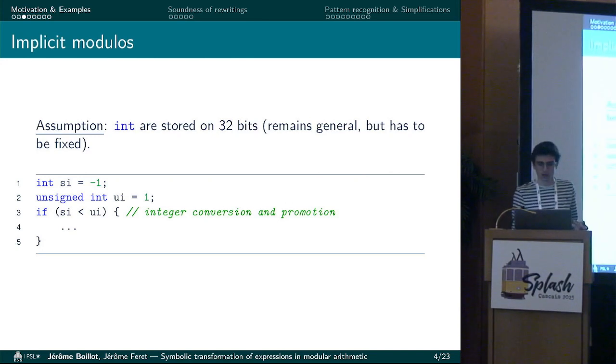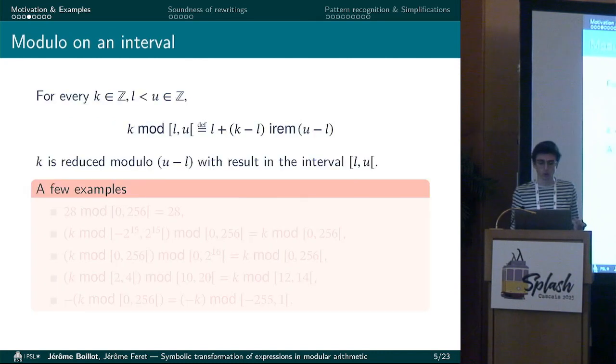Okay? So we will introduce a new syntax feature, that is modulo over an interval. For every k that is an integer, and L and U bounds, k modulo LU is just the remainder of the Euclidean division of k by the size of the interval, so U minus L, and then offset by L. So let's see a few examples.